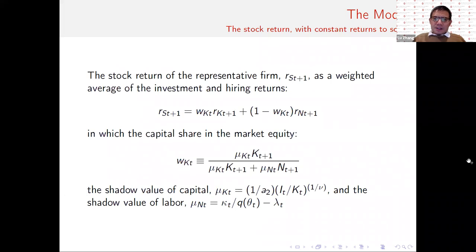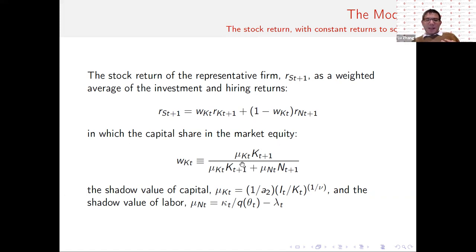And you can derive the stock return. The stock market return in the economy is a weighted average of the investment return and the hiring return. And this w_K is the capital share in market equity. All right, so this is not alpha. Alpha is the capital share in output, so in the flow output, in revenue. This is the capital share in the market value of equity.